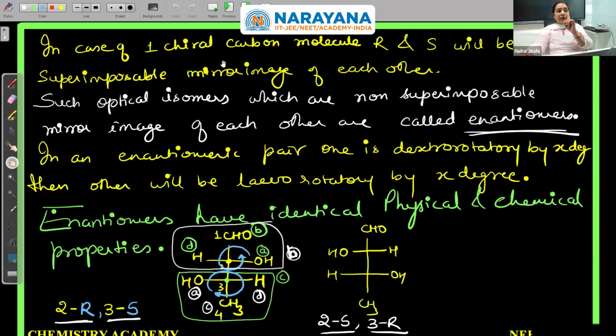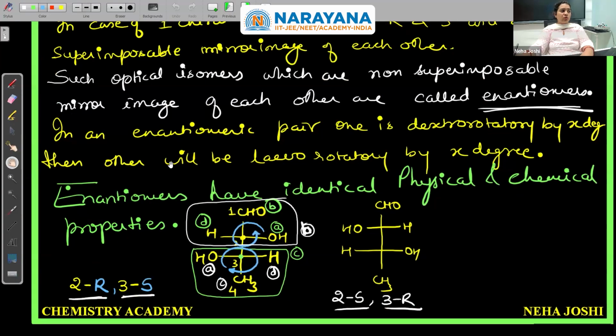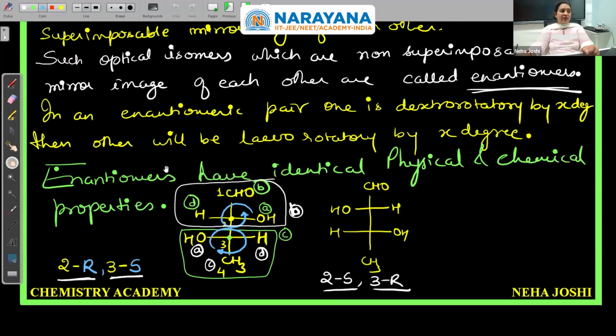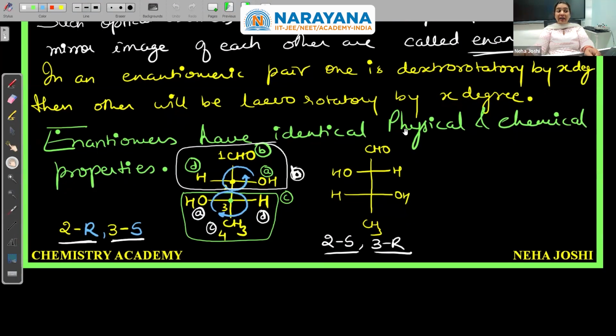In case of a one chiral carbon molecule, R and S will be non-superimposable mirror images of each other. Such optical isomers which are non-superimposable mirror images of each other are called enantiomers. In an enantiomeric pair, if one is dextrorotatory by X degrees, then the other will be levorotatory by X degrees. Enantiomers have identical physical and chemical properties except for their behavior towards plane polarized light.